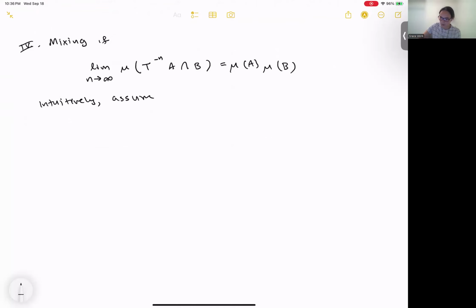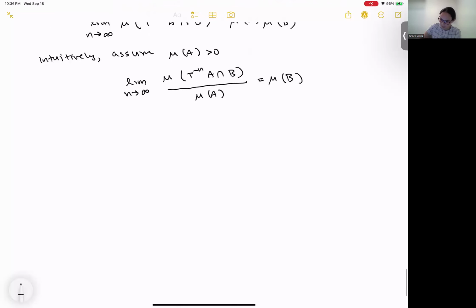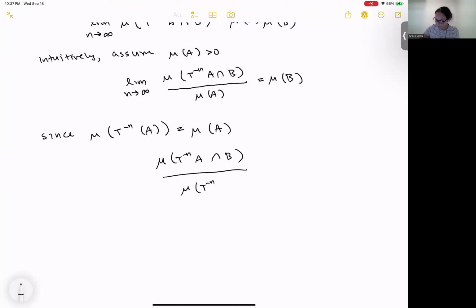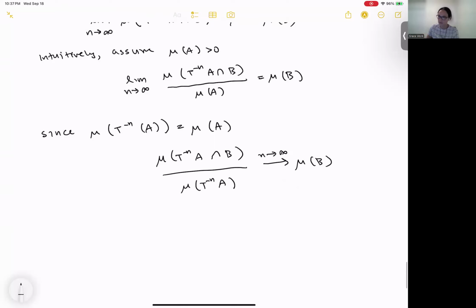let's assume the measure of A is greater than 0. Then the limit as n approaches infinity, the measure of this divided by the measure of A is going to equal the measure of B. And since the measure of this pre-image is equal to the measure of A, we have that the measure of this intersection divided by the measure of the preimage goes to the measure of B as n goes to infinity.